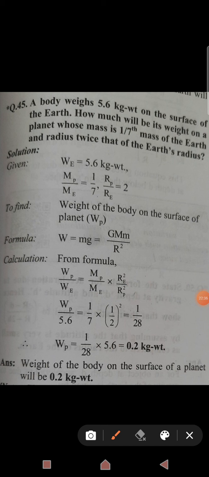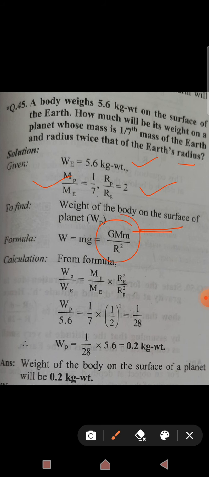The question says that a body weighs 5.6 kilogram weight on the surface of the earth. How much will be its weight on the planet whose mass is 1 upon 7 of the mass of the earth? So the ratio of mass of planet to the mass of the earth is 1 upon 7, and the radius is twice that of the earth, meaning the radius of the planet is twice that of the earth. So rp upon re is equal to 2. And we have to find out the weight of the body on the planet. So what is the formula for the weight? Weight is equal to mg is equal to G M m upon r square.